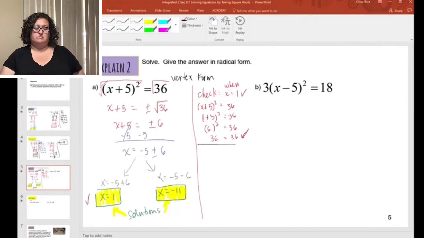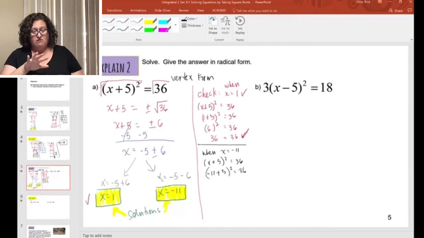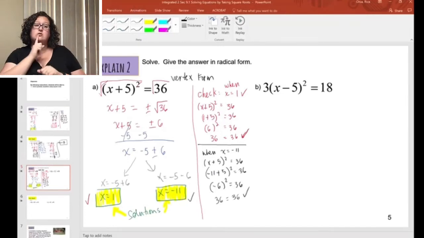Okay, now let me show you how to check x equals -11. When x equals -11, we have x plus 5 squared is equal to 36. That's -11 plus 5 squared is equal to 36. -11 plus 5 is -6. And -6 squared is 36. And 36 equals 36. So it does check. Make sure you check your work.